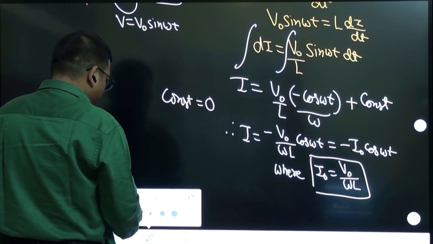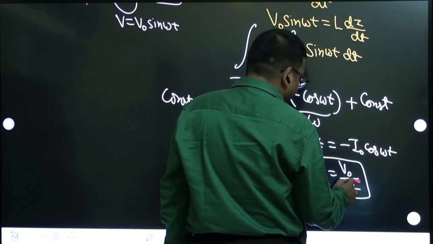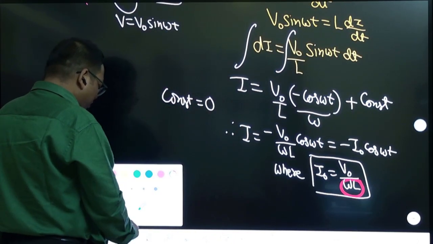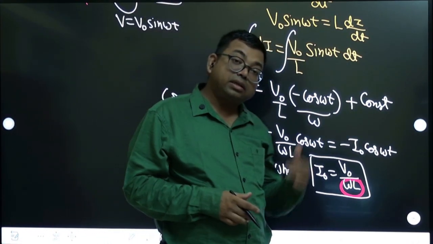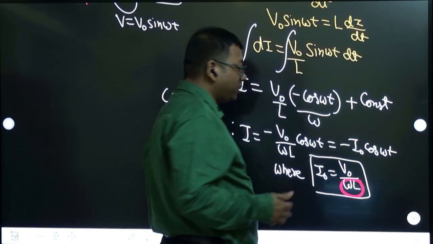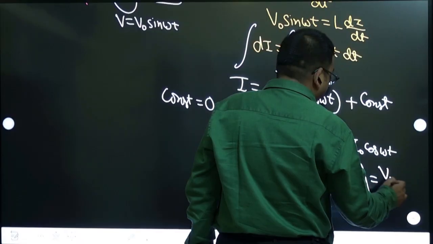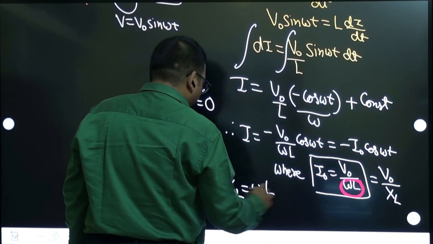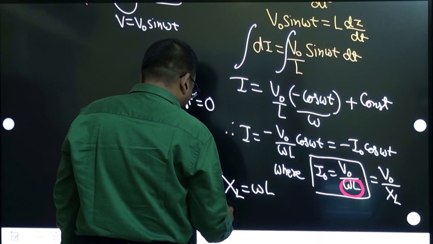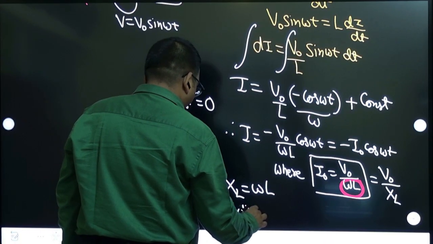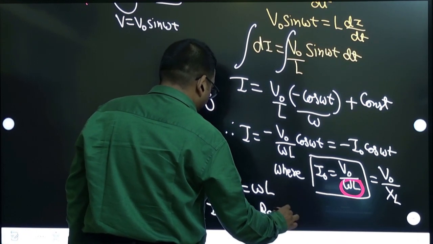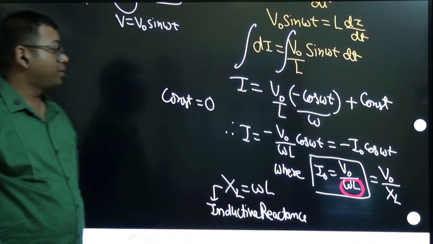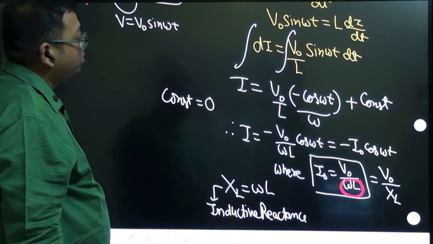This current is like voltage by resistance. So that means this term omega L must represent resistance. What kind of resistance is it? This is the resistance of the inductor in an AC circuit. So we are calling this by a new name, XL. So XL is omega L. XL is called inductive reactance, whose unit is the same as resistance only.